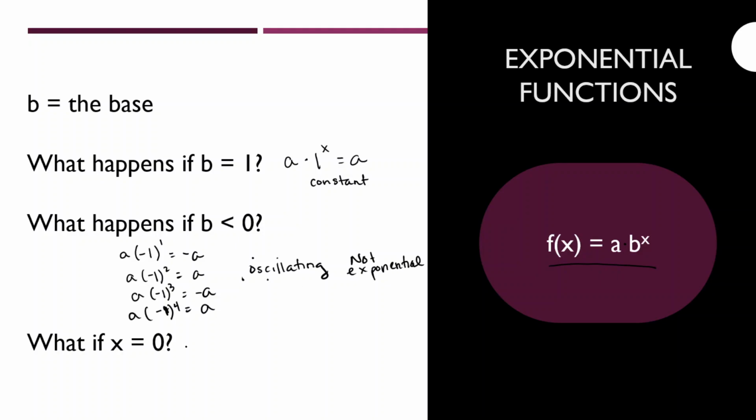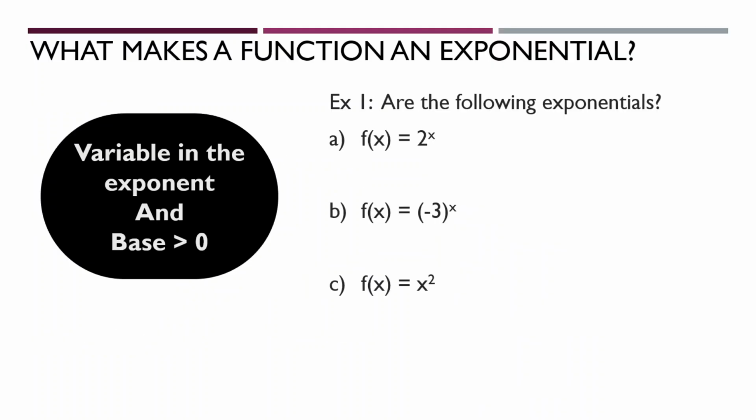And if b is 0, then I get a times 0 to the x. Well, that's just 0, so we have a constant function again. So there are some rules on what our base can be. We don't want it equal to 1, we don't want it equal to 0, and we don't want it negative. Okay, so notice here we want a base that is positive and not equal to 1. Okay, and the variable must be in the exponent.